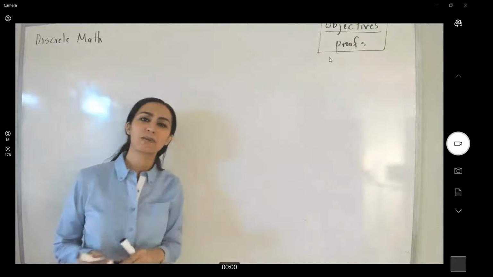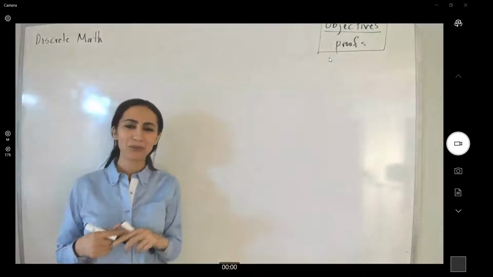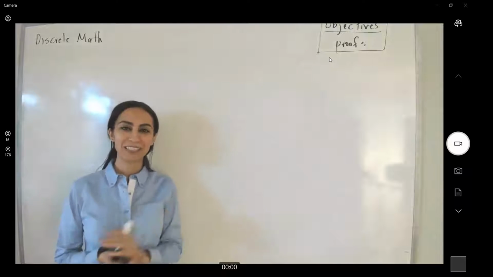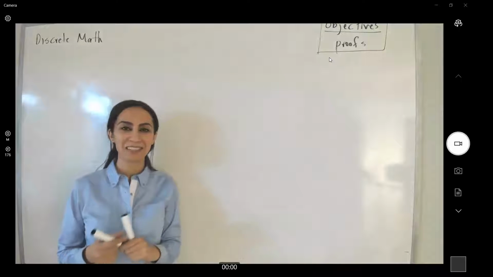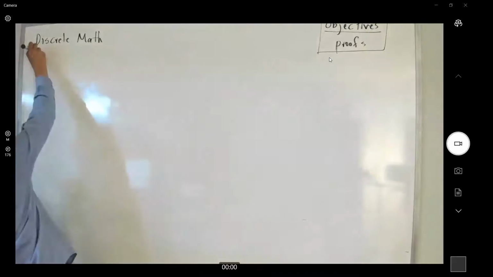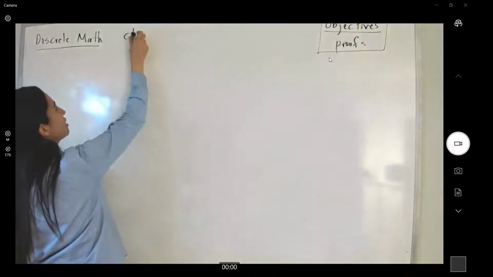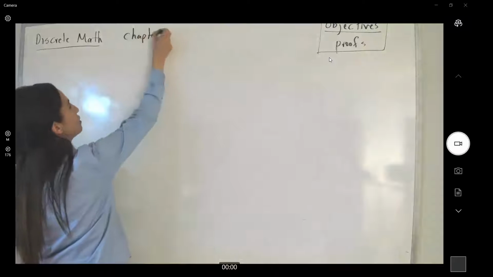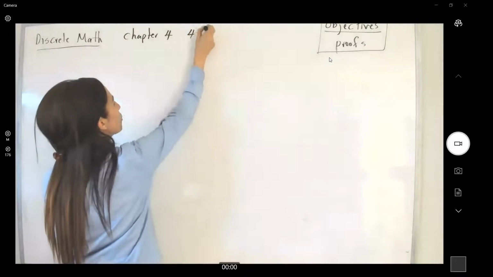So let us finish up chapter 4. We're going to go over important and famous proofs. So here we have the last part of chapter 4, section 4.6.